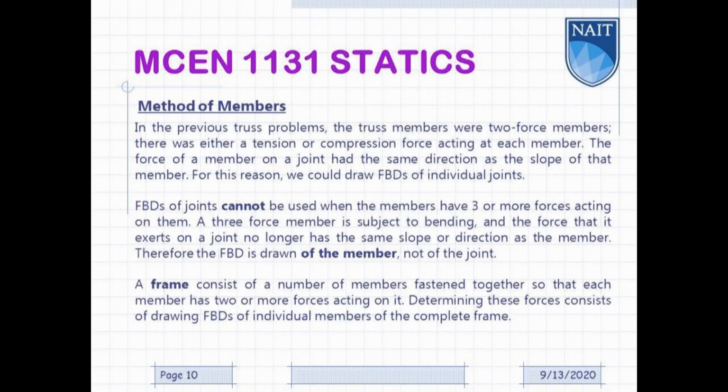In the previous truss problems, the truss members were two force members. There was either a tension or a compression force acting at each member. The force of a member on a joint had the same direction as the slope of that member. For this reason, we could draw free body diagrams of individual joints. Free body diagrams of joints cannot be used when the members have three or more forces acting upon them. A three-force member is subject to bending, and the force that it exerts on the joint no longer has the same slope or direction as that member. Therefore, the free body diagram is drawn of the member and not of the joint.